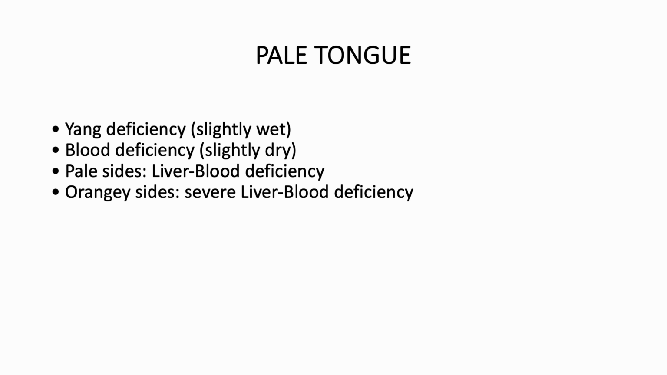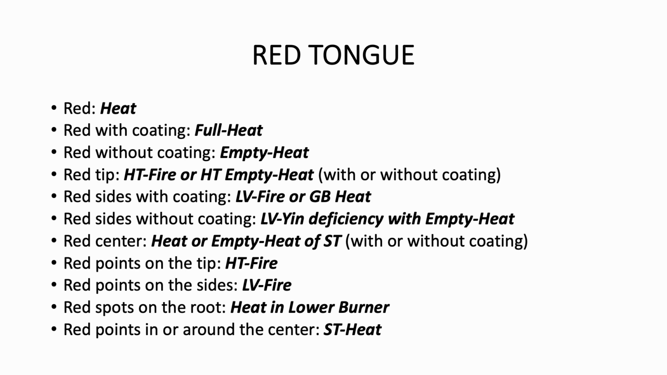A pale body color indicates either deficiency of yang or deficiency of blood. In deficiency of yang, the tongue is also usually slightly too wet, since deficient yang qi fails to transform and transport fluids. In deficiency of blood, the tongue tends to be somewhat dry. If the sides of the tongue are especially pale, or in severe cases, slightly orangey, it indicates deficiency of liver blood. By red is meant too red.